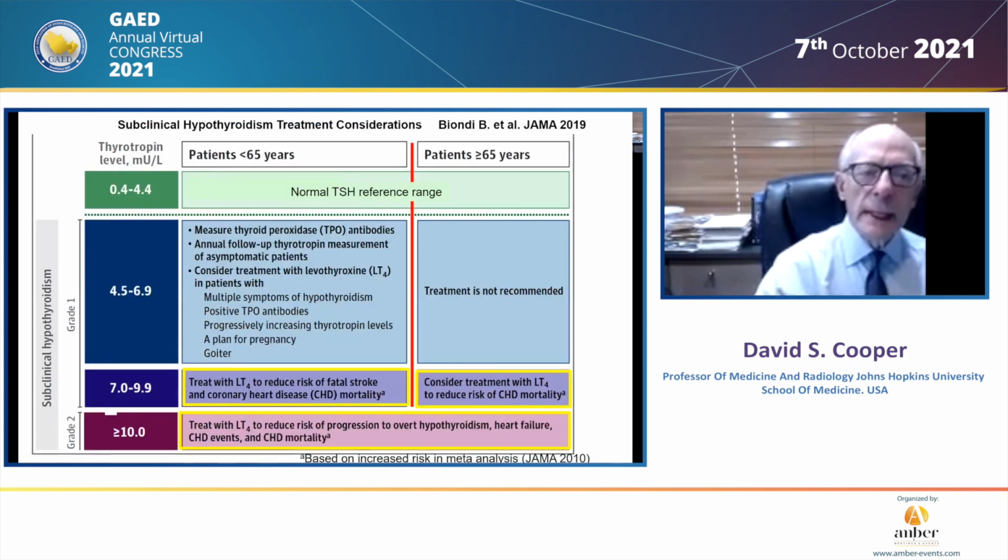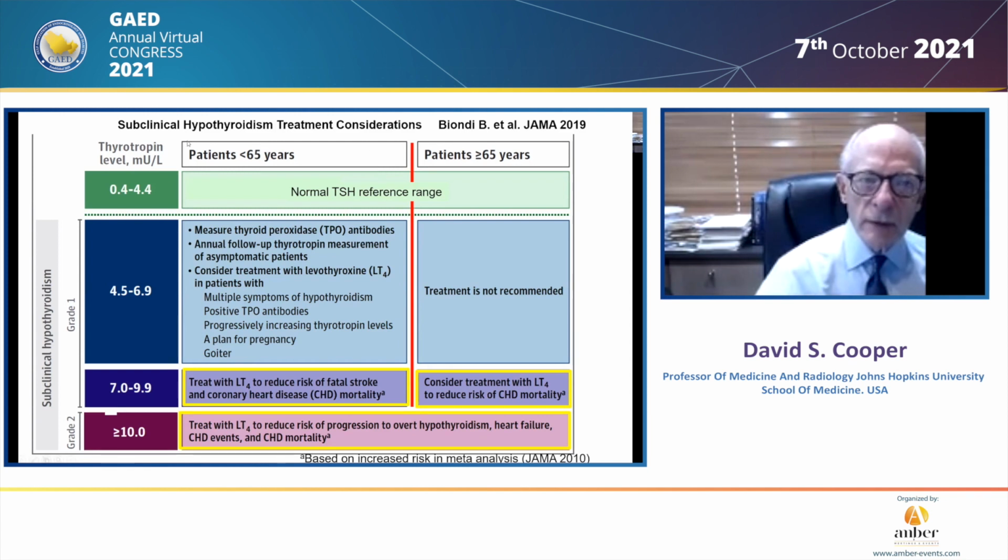So it's hard to make any specific recommendations based on the limited amount of data. I think most people would say in patients who have TSH levels between 4.5 and 7, you should measure antibodies because they may predict progression. Annual follow-up is reasonable, and consider treatment in patients with multiple symptoms, positive antibodies, progressively increasing TSH levels. Obviously, any woman that is planning a pregnancy, and goiter may also be a reason to treat because there is some limited evidence that goiters may decrease in size with treatment.